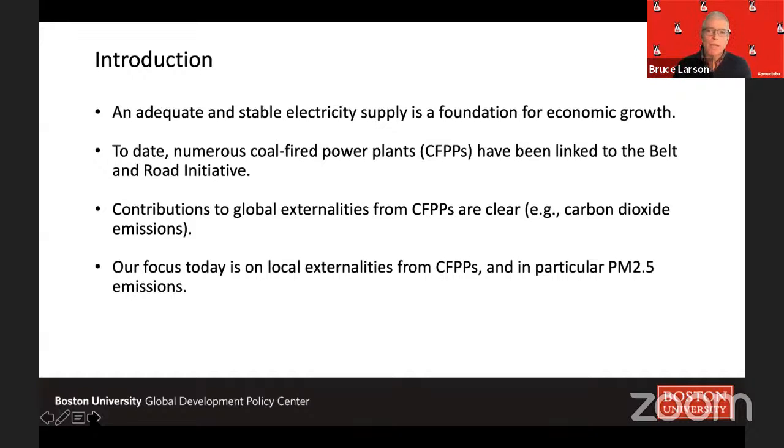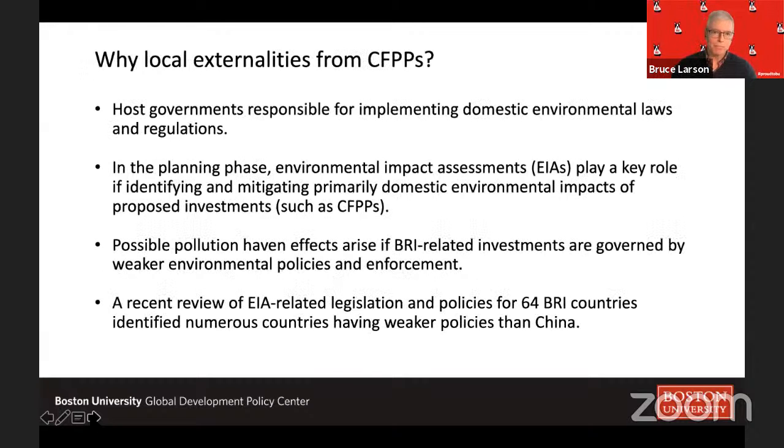To date, many coal-fired power plants have been linked to the Belt and Road Initiative, and we know the contributions to global externalities from coal-fired power plants are fairly clear. So our focus today is on local externalities from coal-fired power plants, and in particular, PM 2.5 emissions. So why are we focusing on local externalities? Well, in most countries, the host governments or the domestic environmental authorities are responsible for implementing domestic environmental laws and regulations. In the planning phase, before the projects have been constructed, environmental impact assessments play a key role in identifying and mitigating primarily domestic environmental impacts of these proposed investments, such as power plants.